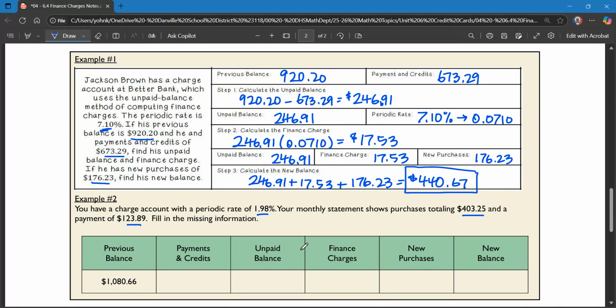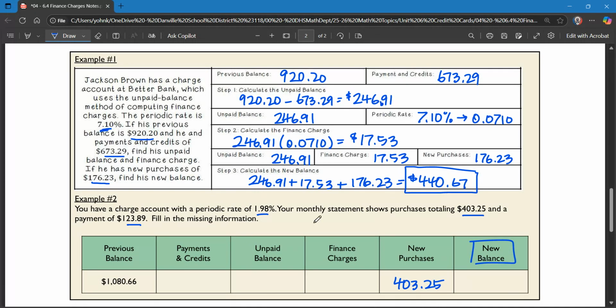Okay, so it's the same type of problem as above, just in a simplified box. The box tells me I have a previous balance of $1,080.66. New purchases, $403.25. We also have a finance charge box, an unpaid balance box, a payment and credit box. And our goal is to figure out what the new balance is.